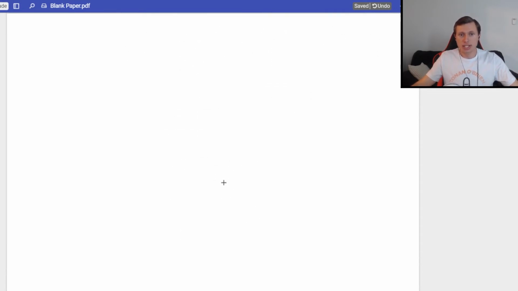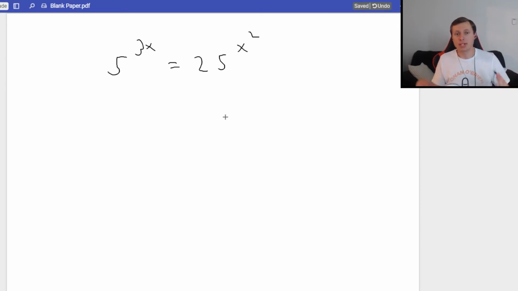Now, next thing I want to talk about, this is kind of the hardest case you have with logarithmic functions, and that is, what do we do if we have something like this? Let's say I have 5 to the power of 3x is equal to 25 to the power of, let's say, x squared. This is the worst case scenario. Why? Because the bases are different, and I have x in both exponents. I have 5 to the 3x power and 25 to the x squared power.